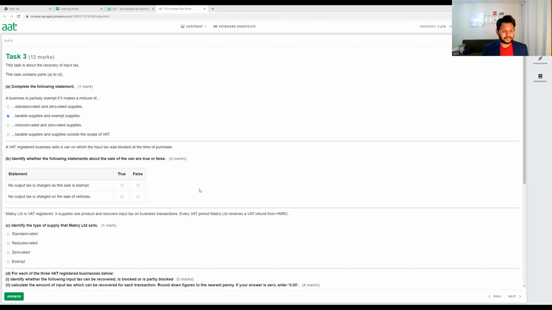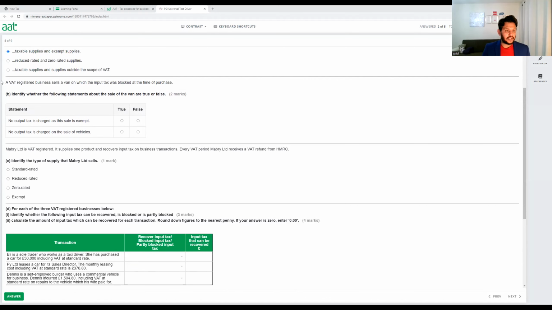Simple as this. So we have here a VAT registered business selling a van on which the input tax was blocked at the time of purchase. That means when I buy it, I didn't claim the VAT. That means when I sell it, I'm not going to charge the output tax.